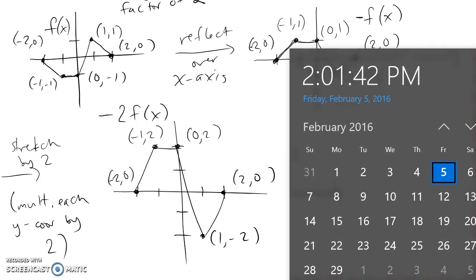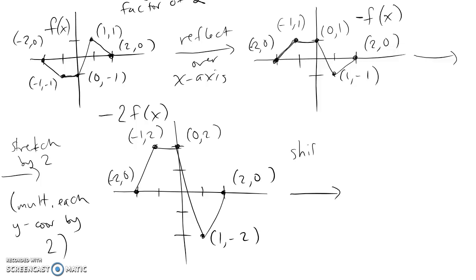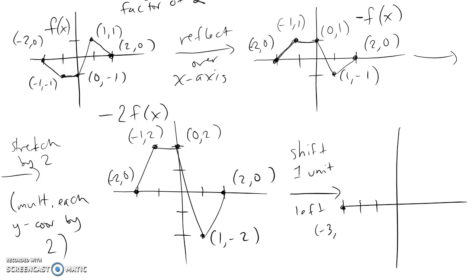Then we can shift 1 unit left. Which means we're going to subtract 1 from each x-coordinate. So instead of -2, 0, we'll be at -3, 0. And we'll be at -2, 2. And we'll be at -1, 2. And we'll be at 0, -2. As well as 1, 0.